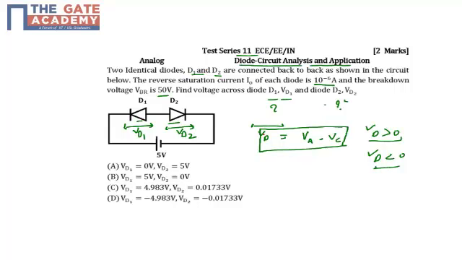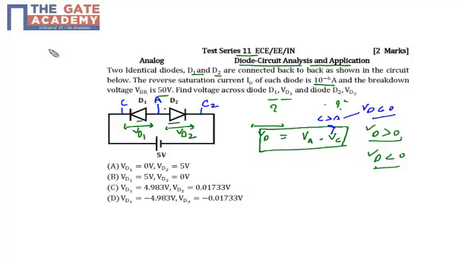For diode D1, this is the anode terminal for D1 and D2 also. This is the cathode terminal of D1, and this is the cathode terminal of D2. For D1, the cathode is connected to the plus 5 volt. So in the case of D1, the cathode is greater than the anode, so VD will be negative, less than 0. It means that diode D1 is reverse biased.